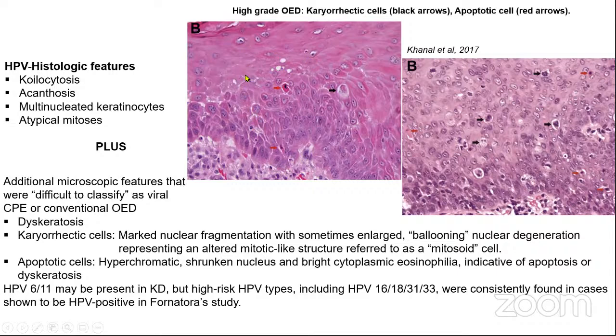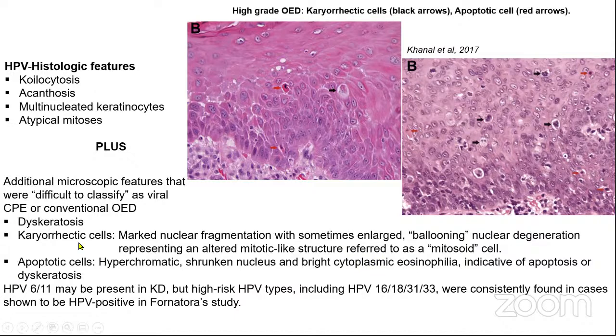So the histologic features of HPV relating, we see koilocytosis, you see acanthosis, we may see multinucleated keratinocytes and atypical mitosis. Plus you have features that were difficult to classify as only viral cytopathic effect, or is it an oral epithelial dysplasia? So we look at dyskeratosis, we look at karyorrhectic cells. Sometimes you see an altered structure referred to as a mitosoid cell. We also see hyperchromatic shrunken nucleus, bright cytoplasmic eosinophilia, which identifies the apoptotic cell.